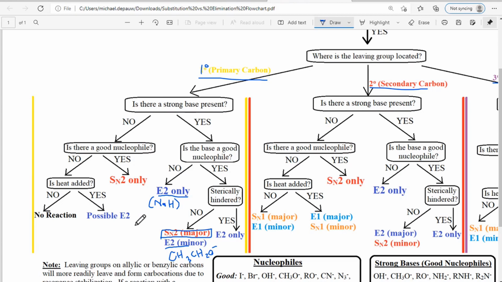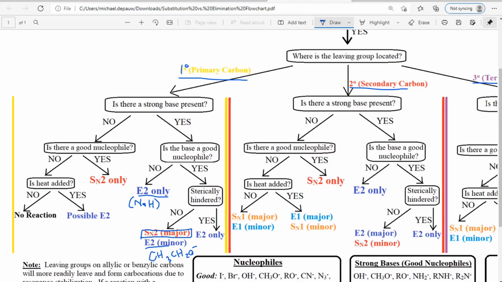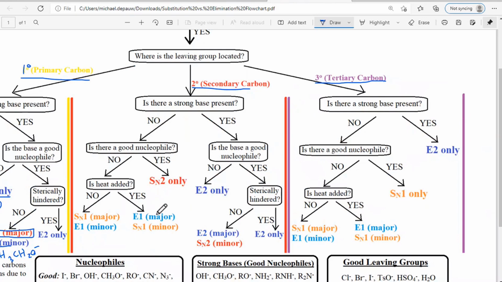So specifically where this would happen is acid catalyzed dehydration of a primary alcohol. That will occur if you add heat. Acid catalyzed dehydration of a primary alcohol will occur if you have heat, but without heat, it will not occur, because you're basically trying to force an E2 elimination without a strong base. And that's hard to do. So you need some energy.